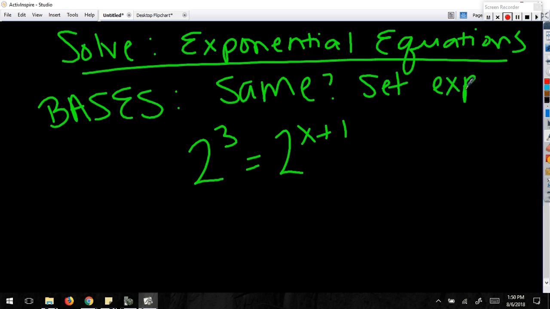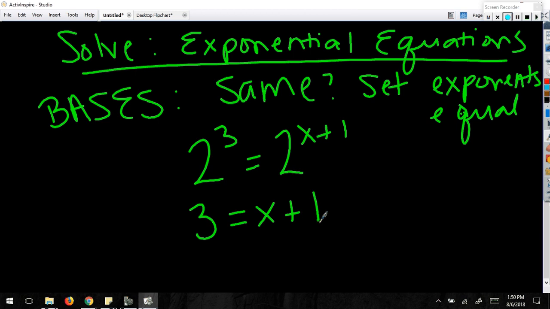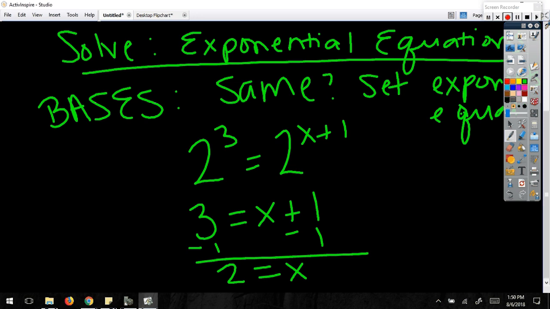So I'm going to say set the exponents equal, because if the bases are equal, then the exponents have to be equal. So for something like this, it becomes an easy solve where I can say, oh, well, if 2 to the third is 2 to the x plus 1, then I know 3 must equal x plus 1. And this is a simple linear solve. One step, not too bad. Now, might get a little difficult if the bases aren't the same, but maybe I could make them the same.